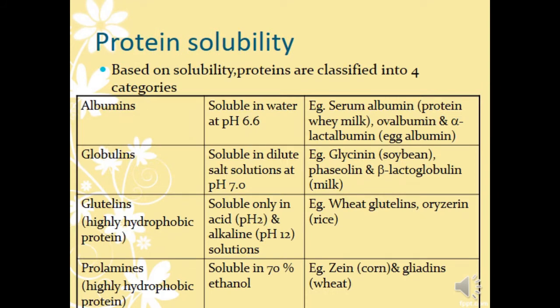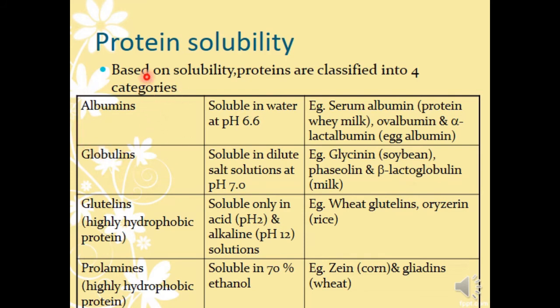Okay, next we look at protein classification by solubility. Based on solubility, proteins are classified into 4 categories: soluble in water, soluble in neutral condition, soluble in acid or alkaline solution, and soluble in ethanol. First we look at albumin. If you notice, all of the listed proteins here are the simple type of protein.